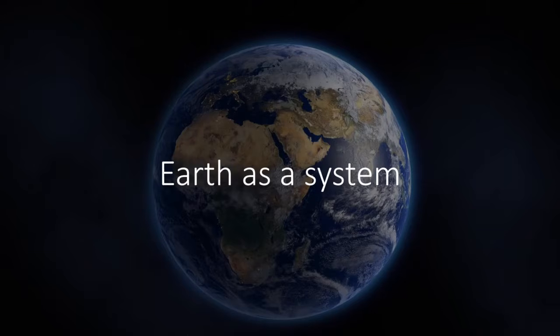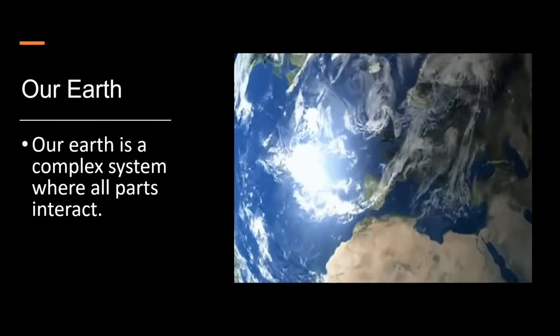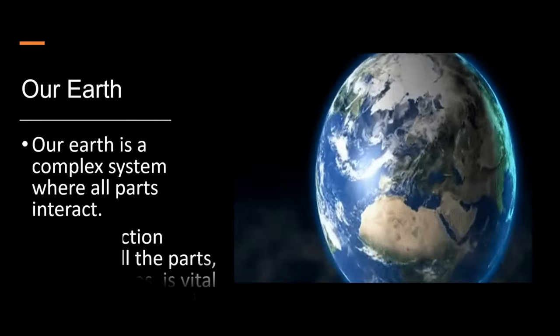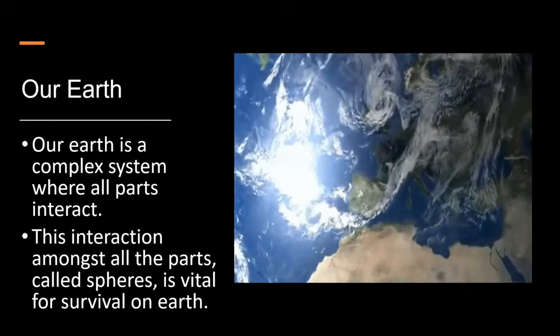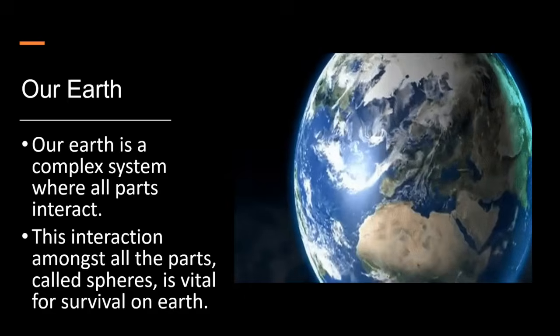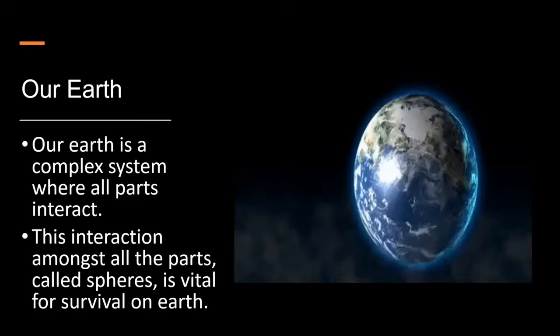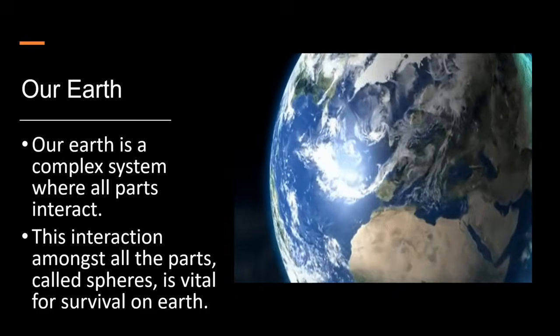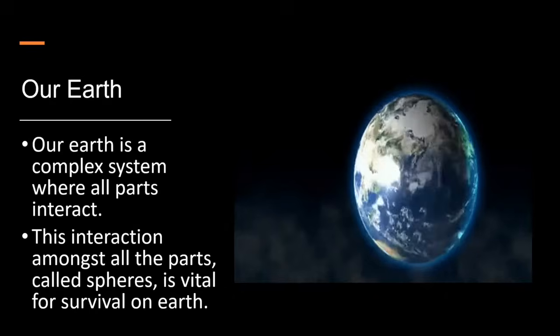We are going to look at what the different spheres are that make up the Earth and how the different spheres interact in order to have life on Earth. Our Earth is a complex system where all the parts that make up Earth interact. The interaction amongst all these parts, which are known as spheres, is vital for survival on Earth, meaning all the spheres that we are going to have a look at interact with one another in order for there to be life on Earth. Earth is made up of 4 spheres.